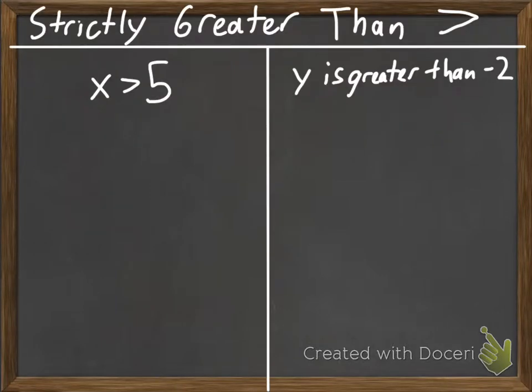So we're going to start with strictly greater than. The symbol for strictly greater than is there at the top. If we start over here on the left, this says x is greater than 5. X is greater than 5.